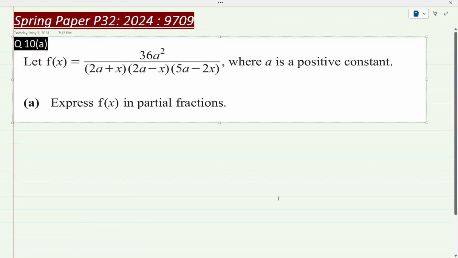Question number 10. f of x, where a is positive, is to be expressed in partial fractions. It is a proper fraction because in the numerator we have just a constant, in the denominator we have a cubic, and all these are linear factors. So let's do its partial fraction.